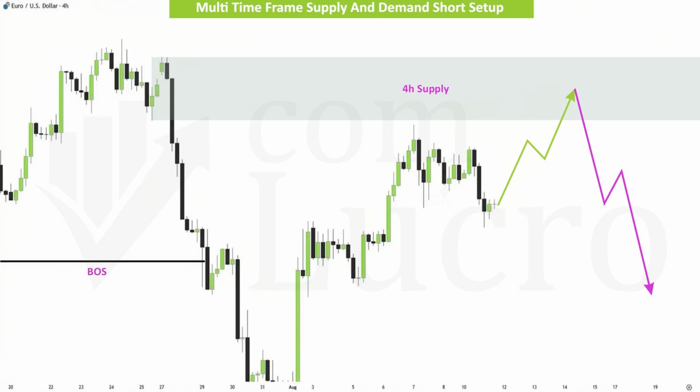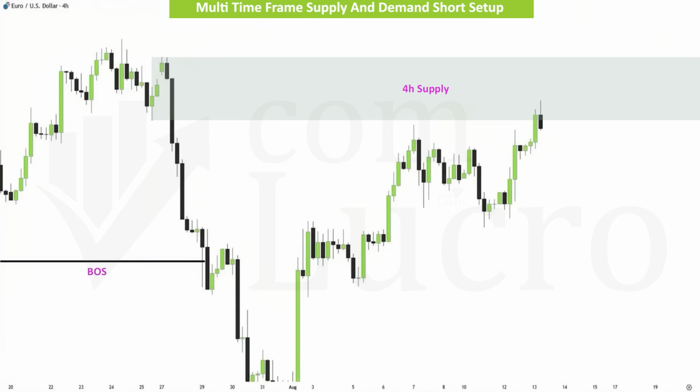The next step is straightforward. We simply wait for price to return to this 4-hour unmitigated supply zone. Now, let us continue unfolding the chart and see how price reacts from this level. As you can see, price moved higher and tapped directly into the 4-hour supply zone.